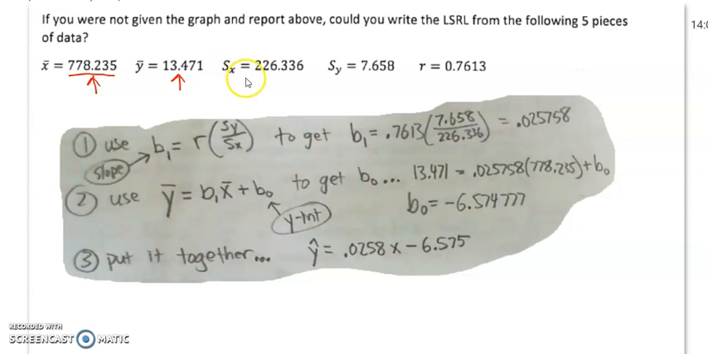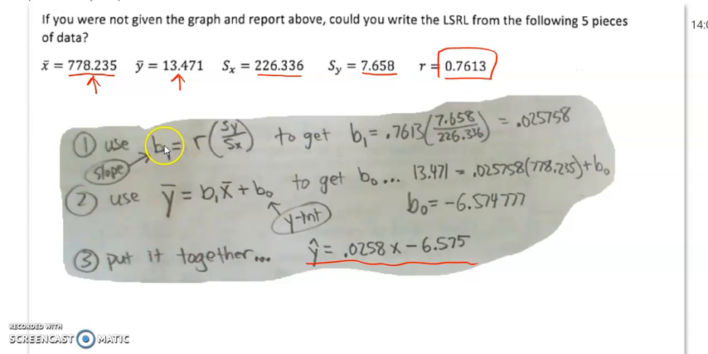And then we've got the standard deviation of the x, the average amount that those RNA values varied, and then the standard deviation of y, the average length of symptoms, how much it varies, and this correlation, which was just the square root of that r squared earlier. If you had those 5 pieces of information, could you come up with the least squares regression line? Well, yeah, of course you could.